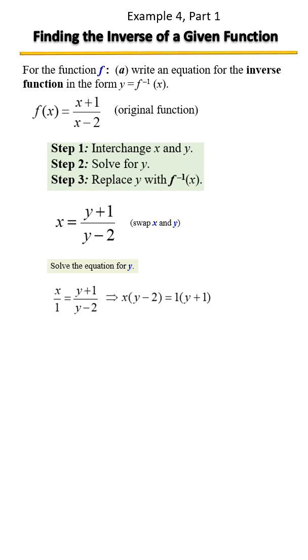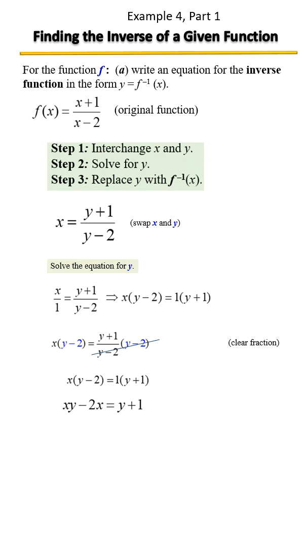Now, there is another method where instead you can take the denominator and multiply both sides of the equation by the denominator so that you can clear the fraction. Once you clear the fraction, you're still left with that same result we did from this method. So that might be a little bit faster. In either case, once we move from here, we're going to do distributive property: x times y, x times negative 2, 1 times y and 1 times 1.